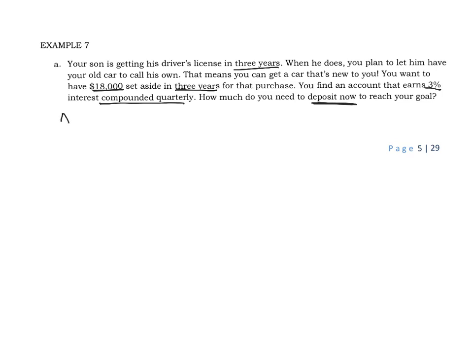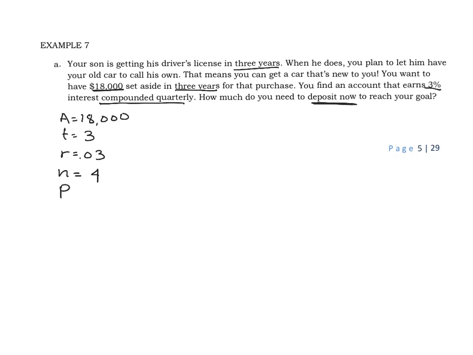And it looks like our future value is $18,000. That's how much we want to end up with later. Our time is 3 years. We want to have that in 3 years. Our interest rate was 3%, so that's 300. We are going to have quarterly payments, so our N is 4. And we're looking for how much we need to put away.